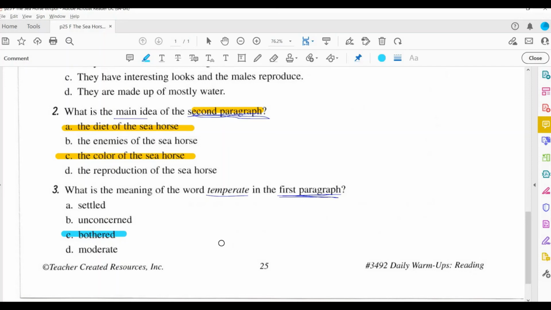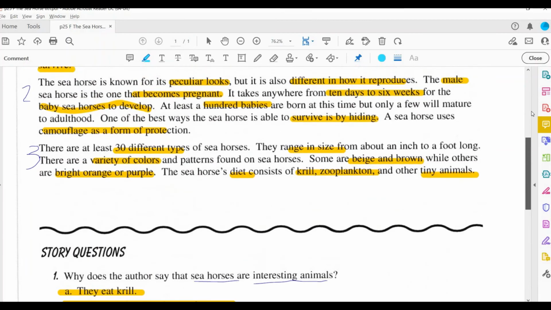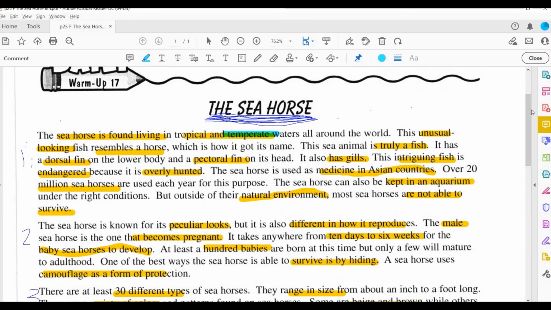What else would you say? That is not the answer. If something is temperate, we have to take one more off of the table. So what would you decide to take off the table as far as the word temperate? And if you need to go back, look at the word in context. The seahorse is found living in the tropical and temperate waters all around the world.